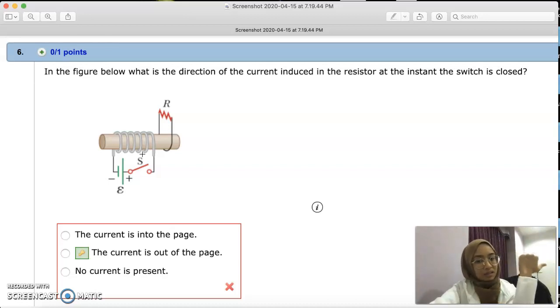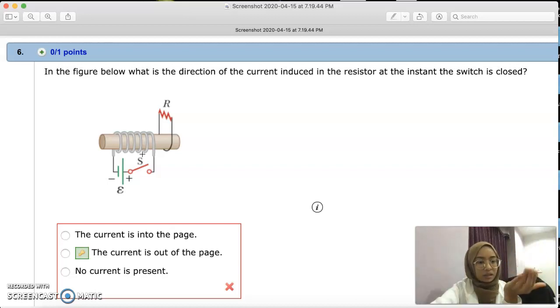It does not like this change. I don't want this guy to increase. So it goes this way. Hey, go here, don't increase. So it's going this way, right? Curl your hands like this. Your current is going like that in the resistor. Again, your magnetic field is going this way.